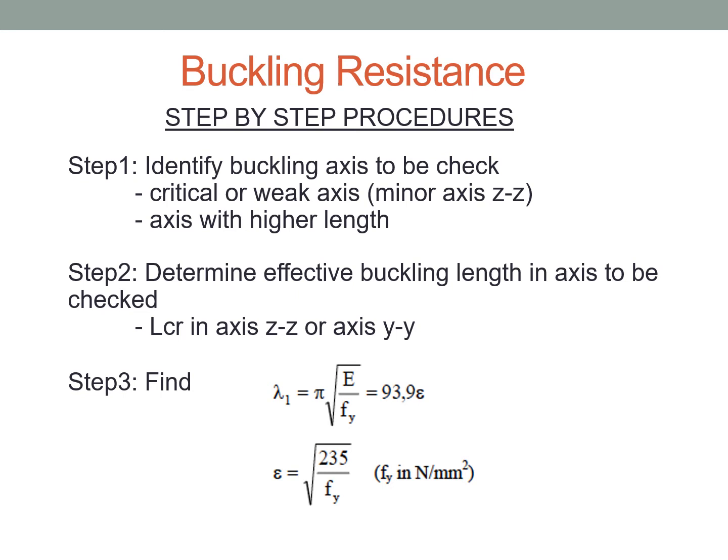Since a taller column is more prone to buckling as compared to a short column, the second step is to determine the effective buckling length in the axis to be considered. Let's say you are checking the ZZ axis, then you need to check what is LCR in the ZZ axis. If you want to check the YY axis, then you need to know your LCR in the YY axis. So it depends on the support condition of the column. Let's say you have a pin, or maybe an intermediate restraint at the center, so you need to check based on the axis. Then you find your lambda 1 value using this formula.